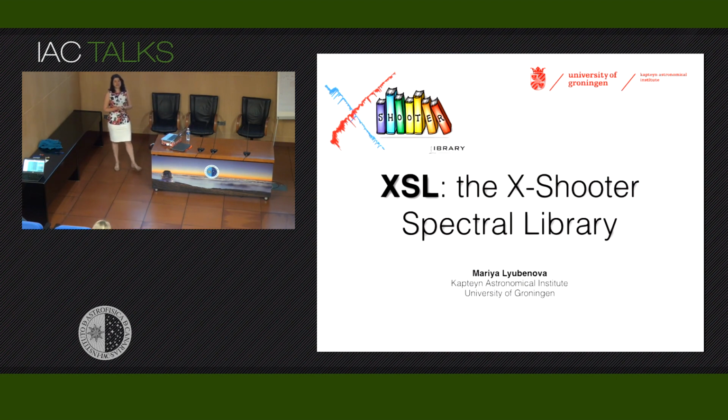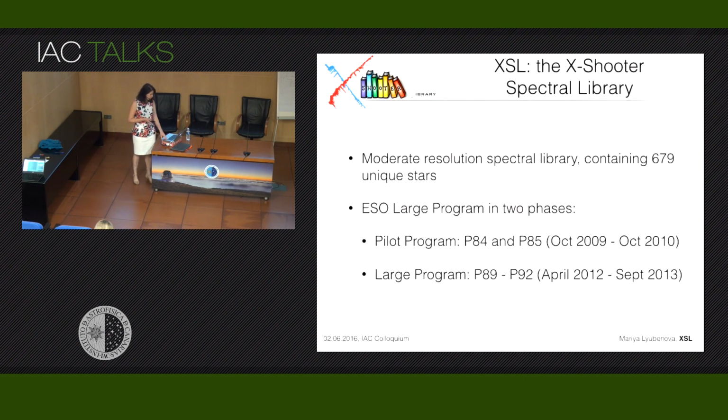You've seen my talk was advertised for the interplay between baryons and dark matter in galaxies, but I first briefly wanted to give a very short introduction to what XSL is, because we're preparing a data release very soon, and several of you most likely will be interested in using that. XSL stands for the X-Shooter Spectral Library, and if you need to remember one thing about it, it is a moderate resolution library containing about 700 unique stars.